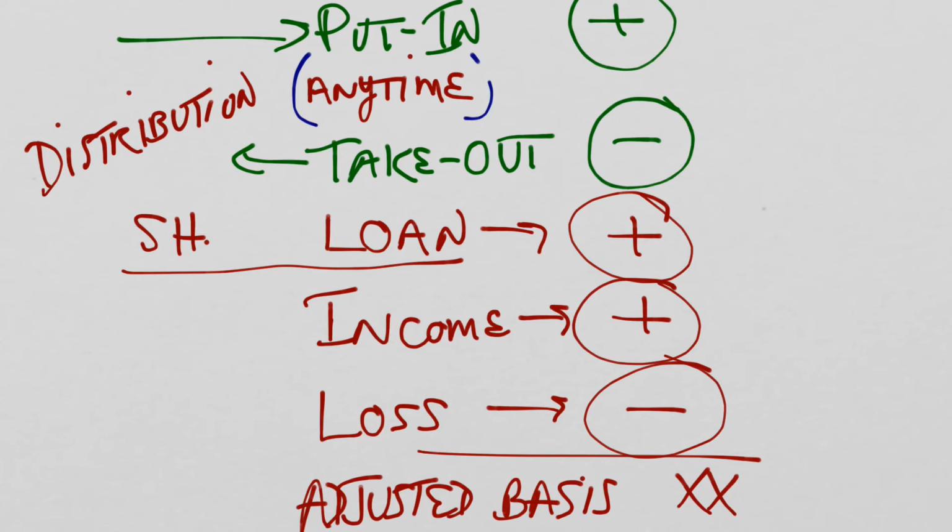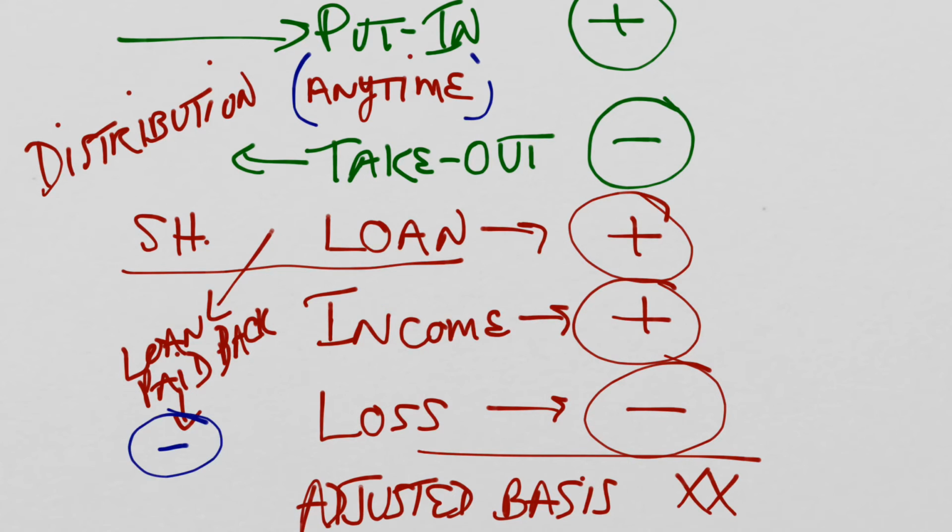What you take out is a reduction of basis or a return of basis. Shareholder loan goes in and gets counted. We could have squeezed in also as a subtraction. We could have said when the loan is paid back by the corporation to the shareholder, what should that be? You guessed it, it should be a reduction of basis, a minus. So we could have squeezed that in, but that's self-evident. So it's plus or minus the loans, depending on whether you're putting it in or taking it back, getting paid back, plus the income minus the loss, gives you the adjusted basis.